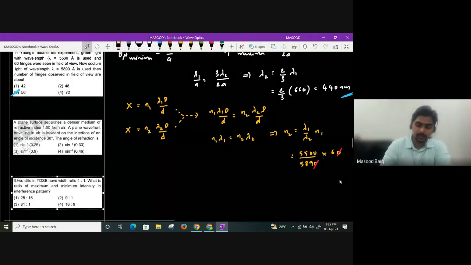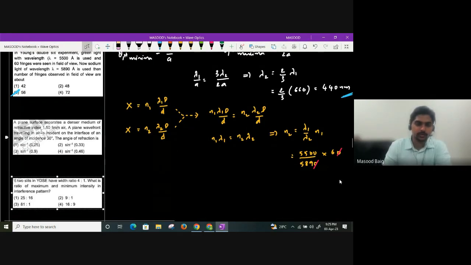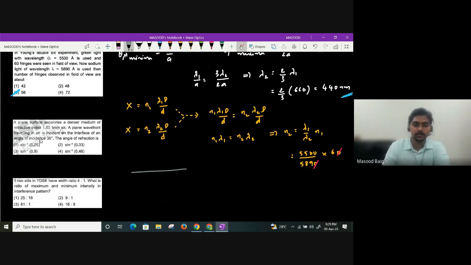Next question, if you see, a plane surface separates a denser medium of refractive index 1.5 from air. A plane wavefront traveling in air is incident on the interface at an angle of incidence 30 degrees. What is the angle of refraction they're asking? What will apply, beta? You can take an interface, something like this. So what they are saying, a plane surface separates a denser medium from air. A plane wavefront traveling in air is incident on the interface. So I'll just show you. It's a very important concept again.